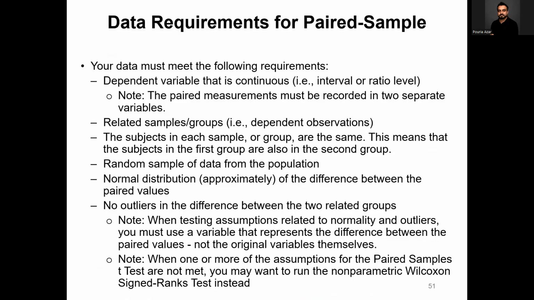We have to have a random sample of data from the population. We have to have a normal distribution of the difference between the paired values, not a normal distribution of raw scores. We shouldn't have any outliers.